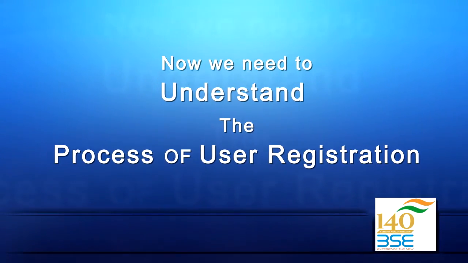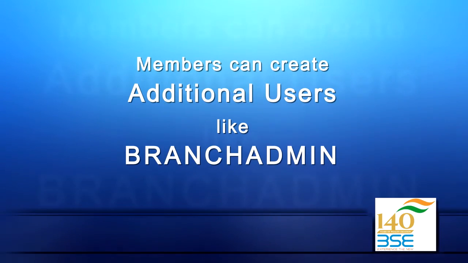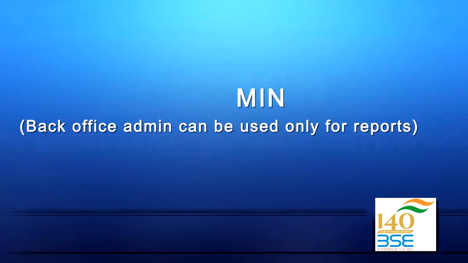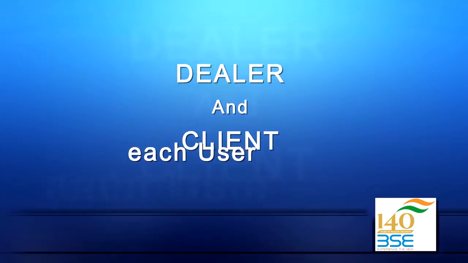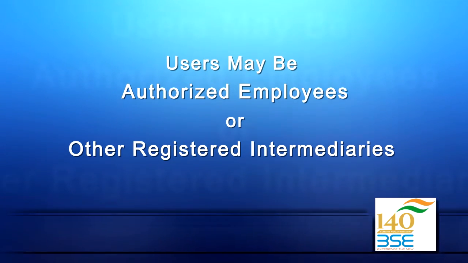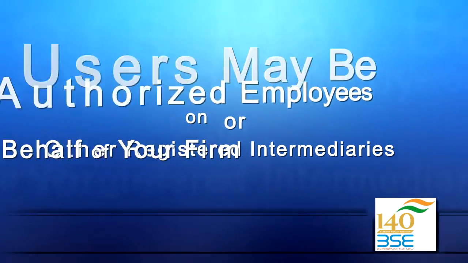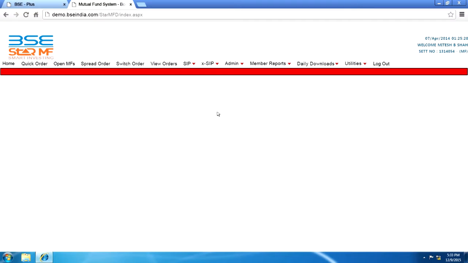Now we need to understand the process of user registration. Through user registrations, members can create additional users like branch admin, BO admin, which is back office admin, which can be used only for reports, dealer and client. They can also monitor and have restrictions for each user. Users may be authorized employees or other registered intermediaries who have been authorized by you to enter orders on behalf of your firm. For user registration, we need to access through admin and then select user master.